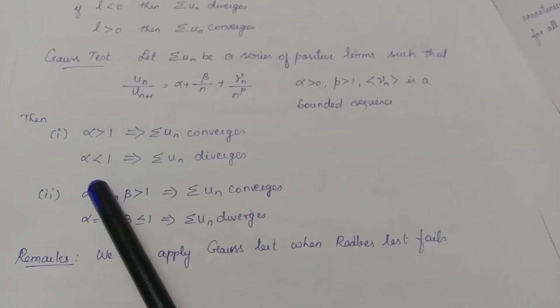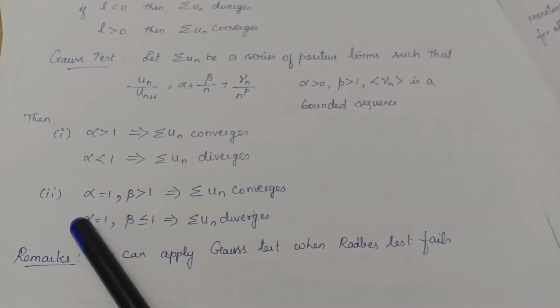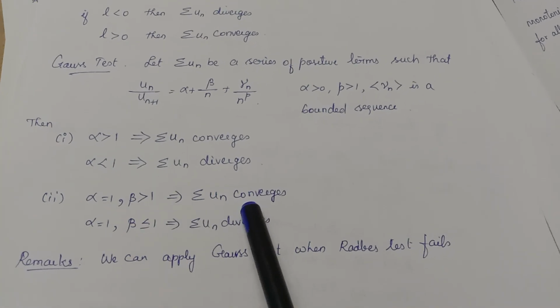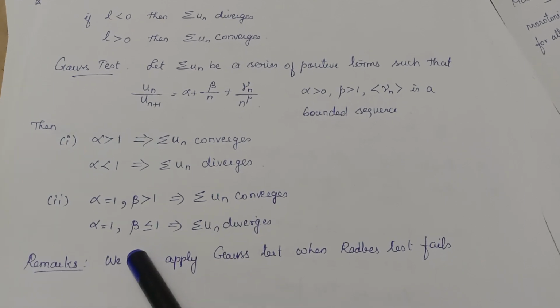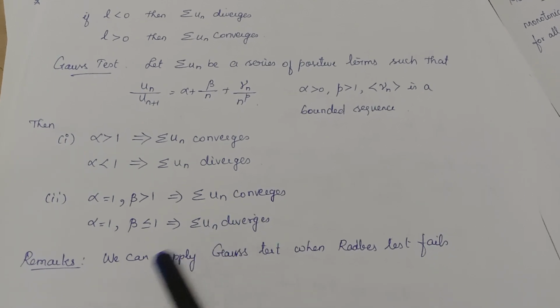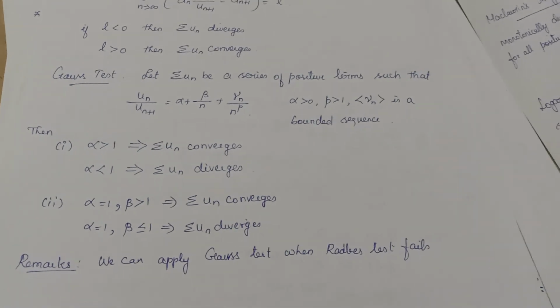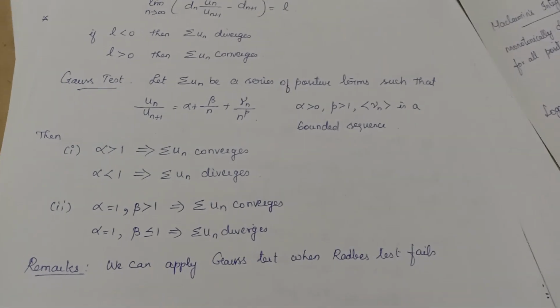If alpha is less than 1, the series is divergent. For alpha equal to 1, you check beta. If beta is greater than 1, the series is convergent. If beta is less than or equal to 1, it is divergent. This Gauss test can be applied when Raabe's test fails. Then a few more tests we have.